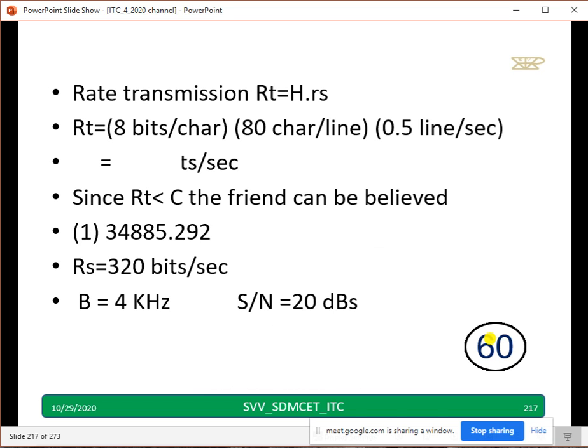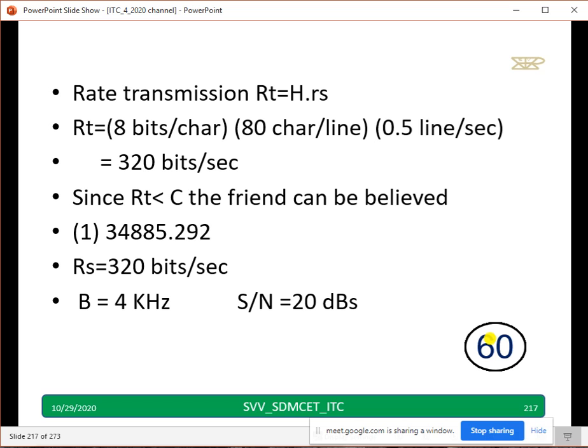Then find out the rate of transmission RT equal to H into RS. We know 8 bits per character and 80 characters per line and 0.5 lines per second. A total RT you will get some value. Since RT is less than C, he can be believed. I think it is mentioned already. Let me show you the answer. Almost it is 320 bits per second. And RT is less than C, hence he can be believed.